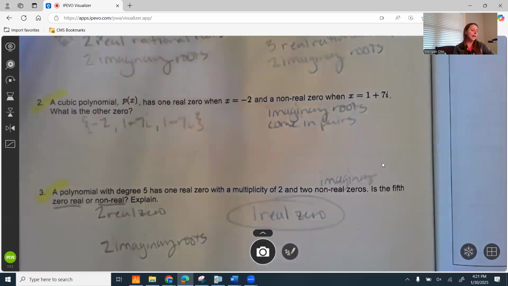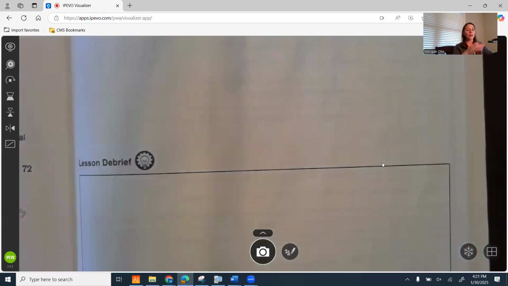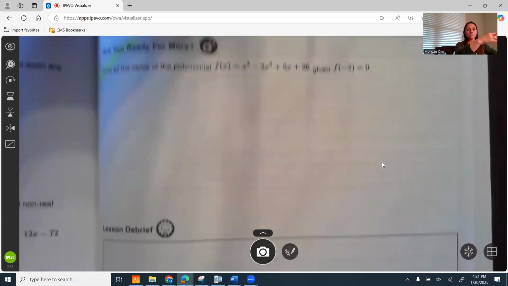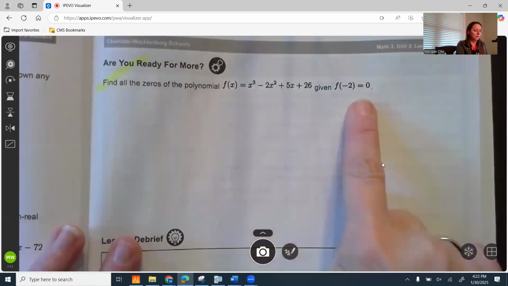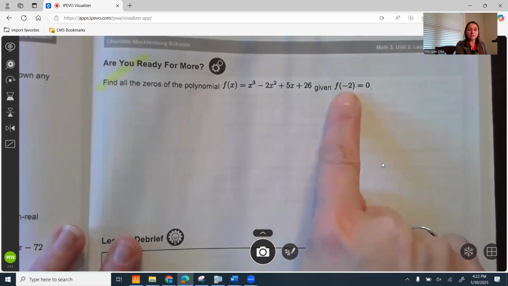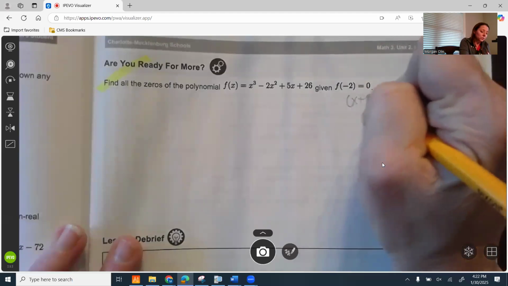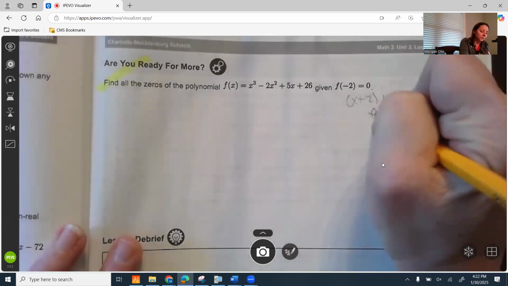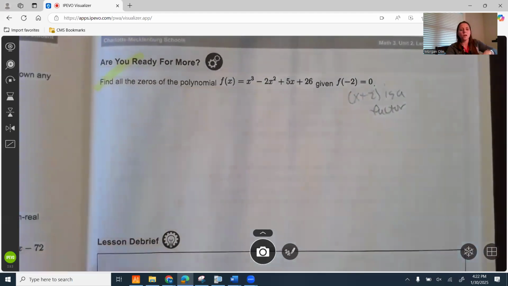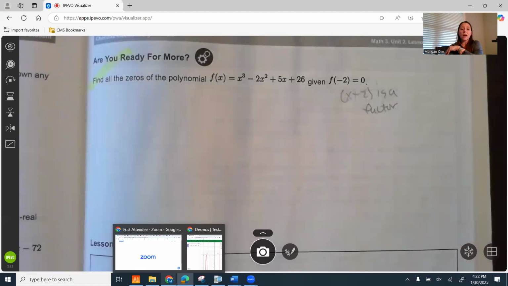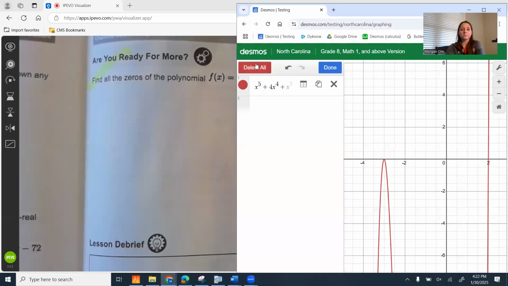All right, now let's move on. We're going to go to the next page, 249, and look at, are you ready for more? All right, find all the zeros. Now, they give us this and they give us that. So if I see f(-2) equals 0, what does that mean? Then x plus 2 is a factor. All right, and it's going to cross the x-axis at -2. But let's go graph it. Now, how many roots should I have? I should have 3.